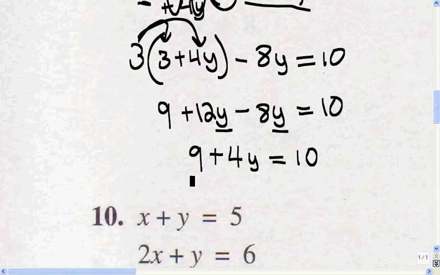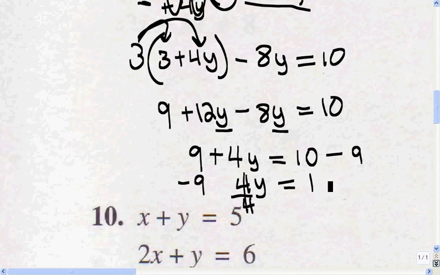So to do that, I've got to get rid of this 9. Well, since this 9 is a positive 9, and I know it's positive because there's no sign in front of the number, and when there's no sign, it's positive, I'm going to subtract 9 from both sides. What I get is 4y equals 10 minus 9 is 1. And this means 4 times y, so I'm going to divide by 4 to get rid of the 4 on both sides. So I get y equals 1 over 4.